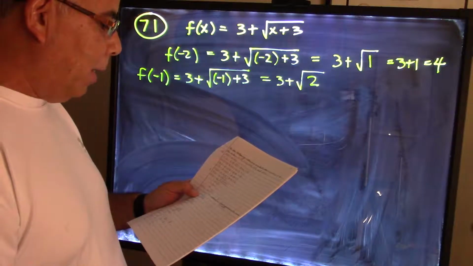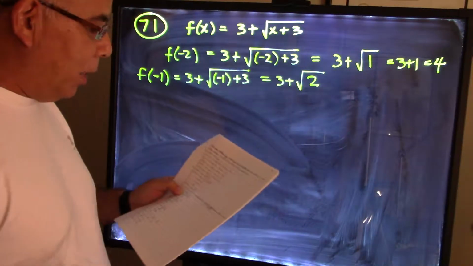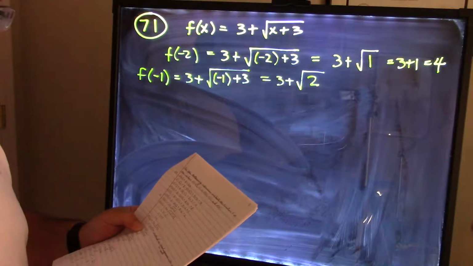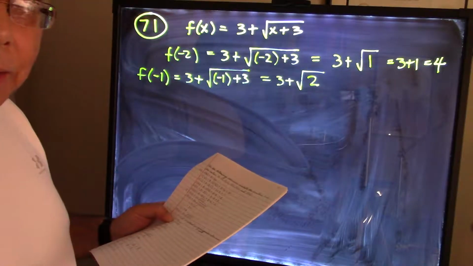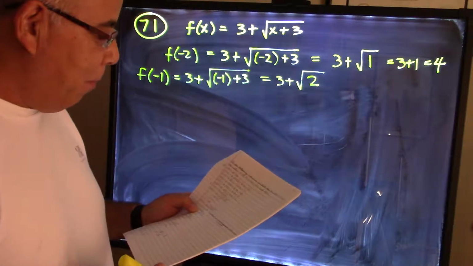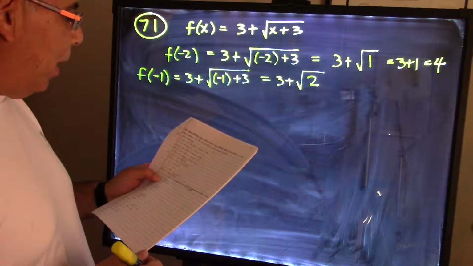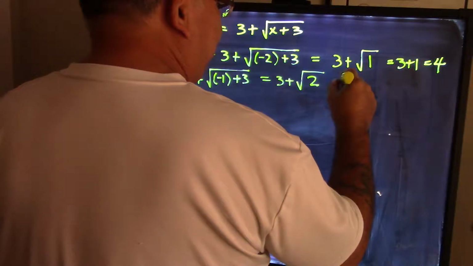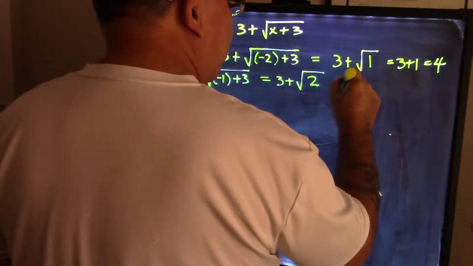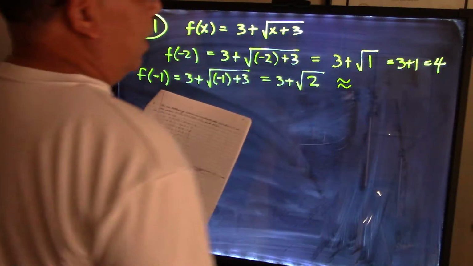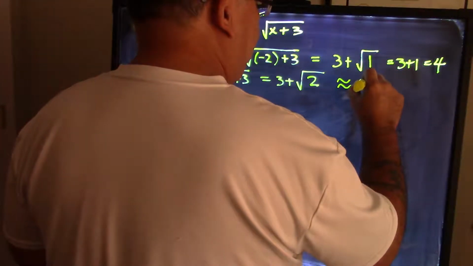But you can get a decimal approximation for this. Since the square root of 2 is an irrational number, when you write it as a decimal, the decimal will not end and it will not repeat. It's like pi that way. You can put this on a calculator though and get an approximation. To emphasize that I have an approximation, I use the wavy equal sign. That means is approximately equal to 4.414.